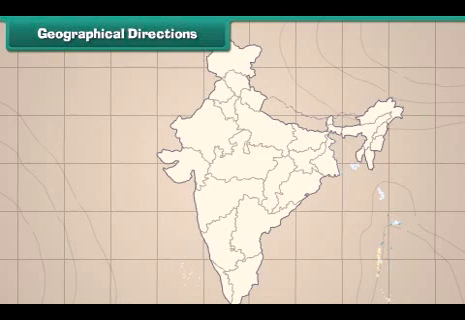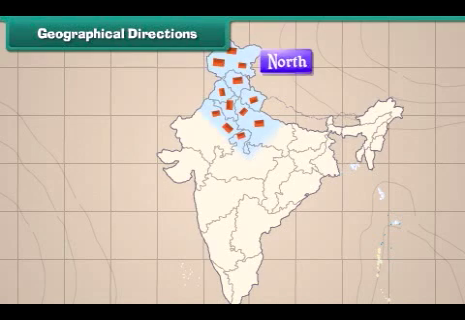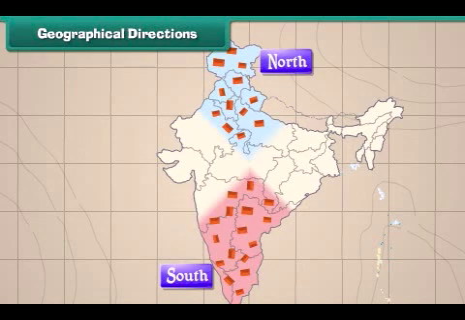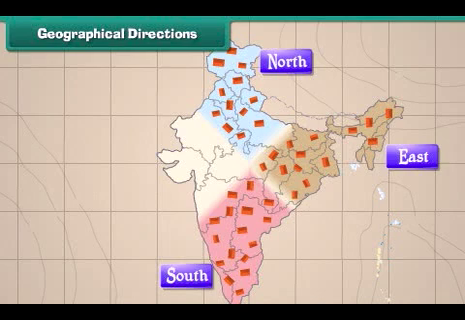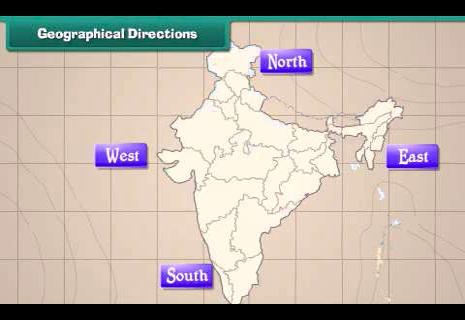Geographical directions. People live at different places in India. Some places are in the north, while some others are in the south. Some places are located on the east, and some others are on the west.